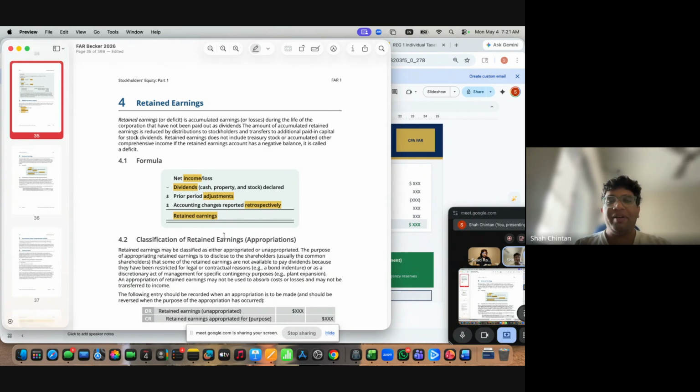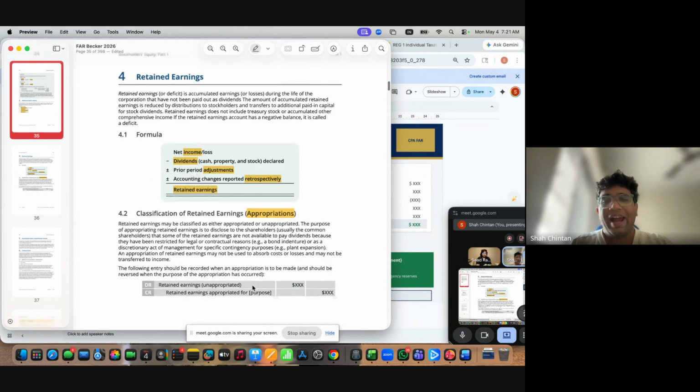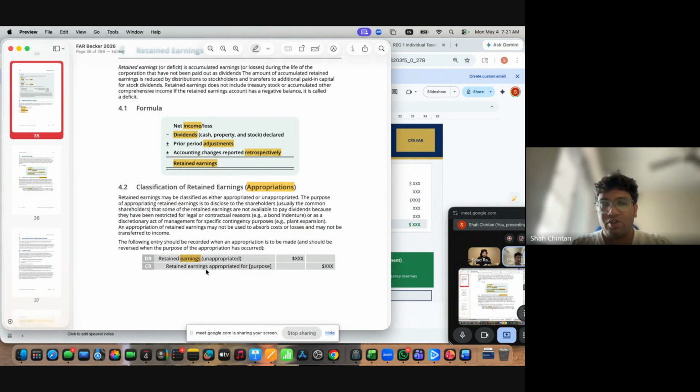Now, retained earnings can be appropriated either for a legal reason, contractual reason, or a voluntary discretionary reason. Entry remains the same. You debit retained earnings, you credit retained earnings, just a classification changes. So suppose you have $1,000 of total retained earnings, out of which you want to set aside $200 towards the future fixed asset. So your entry will be: unappropriated retained earnings debit, to appropriated retained earnings. Just a classification within the same head gets changed. Total amount remains the same.